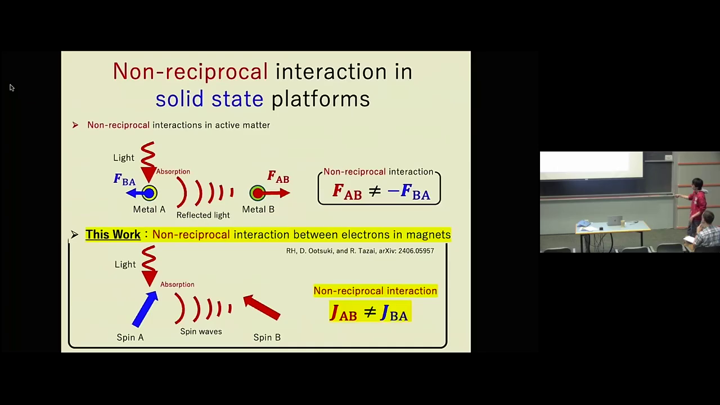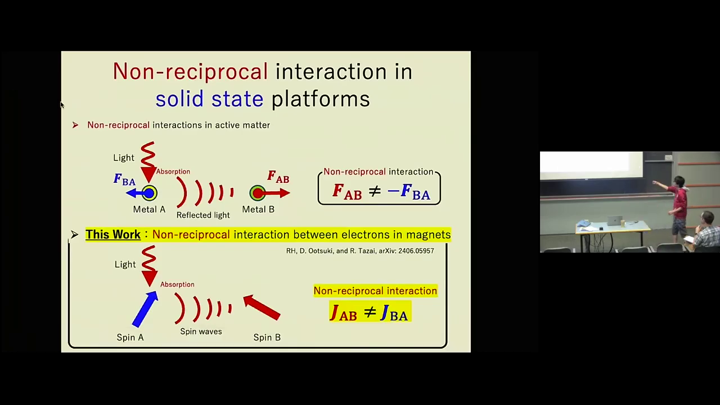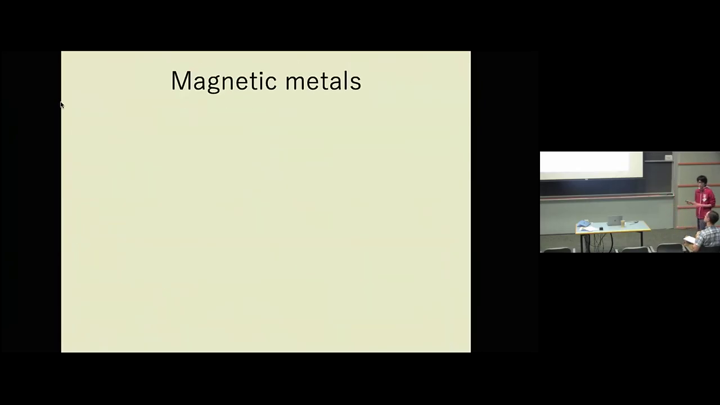In particular, we aimed at electrons in magnetic metals, because that had the best analogy in our opinion, where you have spin A and spin B that are known to mediate interaction by having the spin wave propagate. But by injecting light in a manner that I'm going to introduce shortly, it's going to give rise to non-reciprocal interactions. All right. I think not many of you know how magnetic metals work, so let me explain slowly.